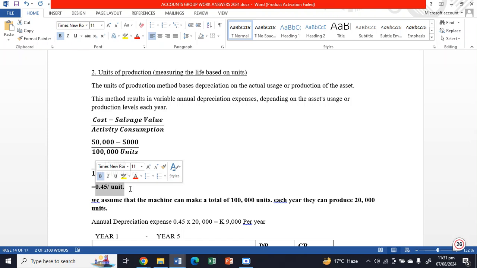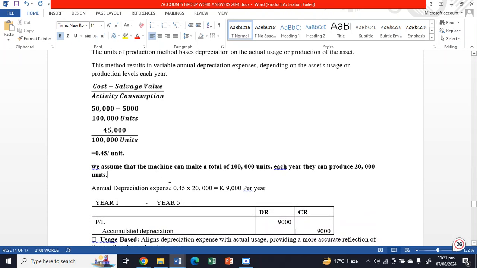Now, since this machine can produce 100,000 units, you as a business must know how many units you want to be producing per year. Let's assume we will be producing 20,000 units each year. Year one, 20,000 units. Year two, 20,000, until we reach 100,000 units. So if we're producing 20,000 units annually, our annual depreciation expense is going to be 0.45 kwacha per unit times 20,000. You get 9,000 kwacha per year.